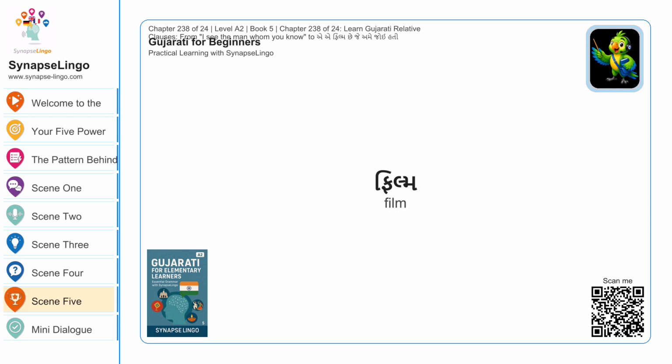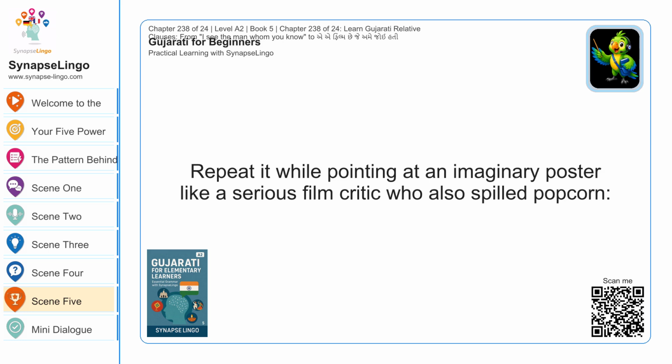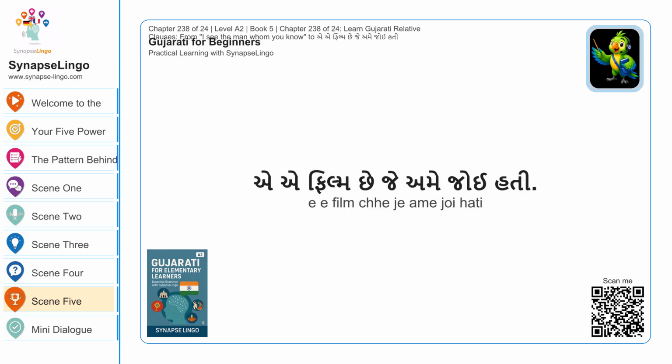Here, ફિલ્મ is easy because it sounds familiar. અમે જોઈ હતી means we saw. Repeat it while pointing at an imaginary poster like a serious film critic who also spilled popcorn. એ ફિલ્મ છે જે અમે જોઈ હતી.